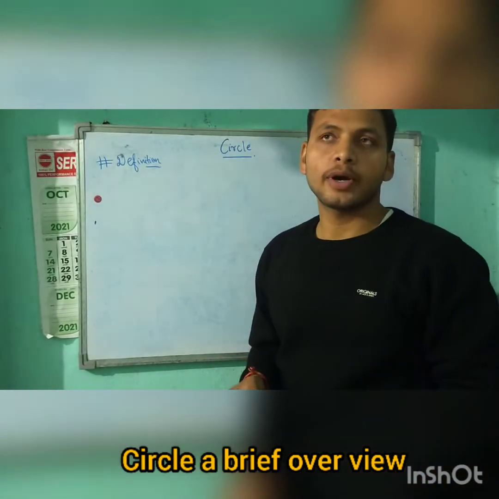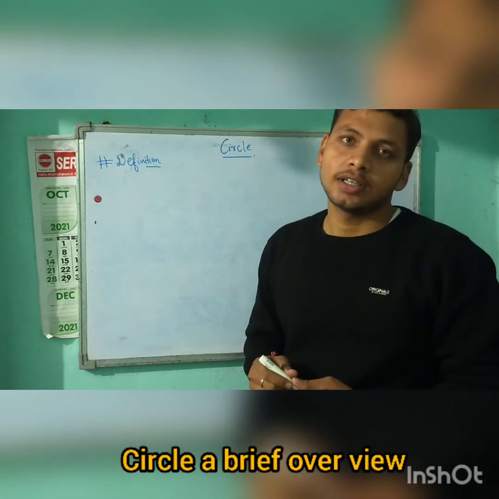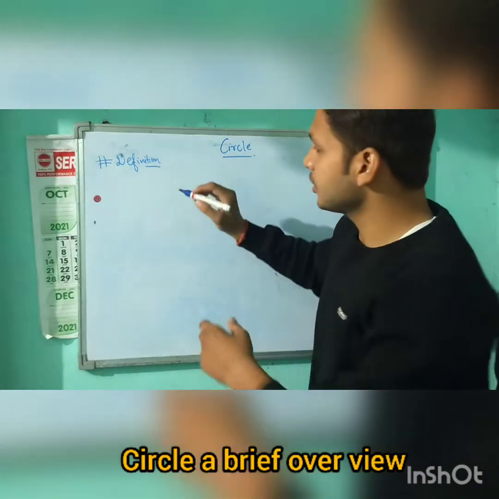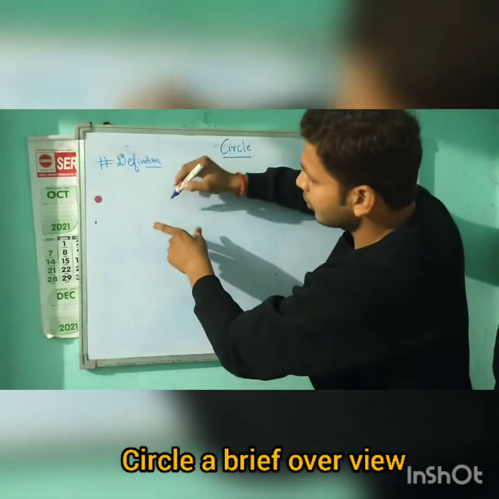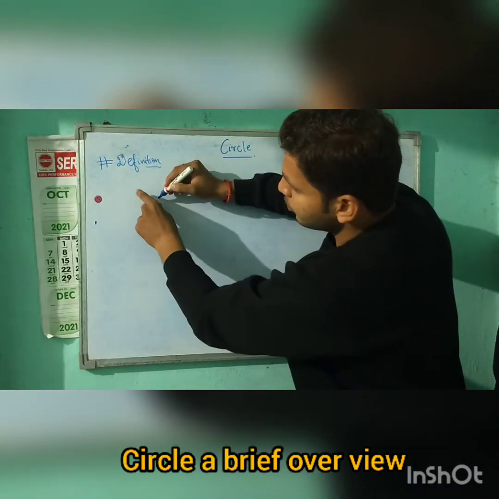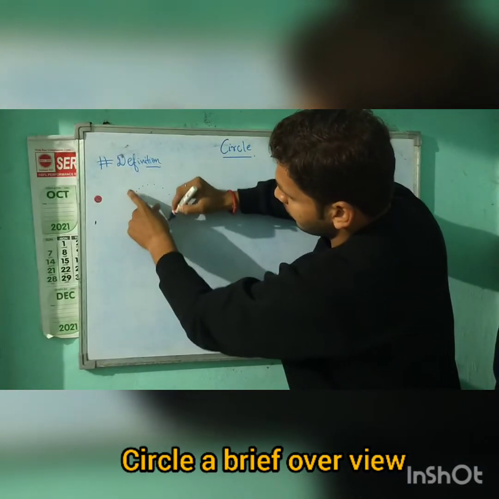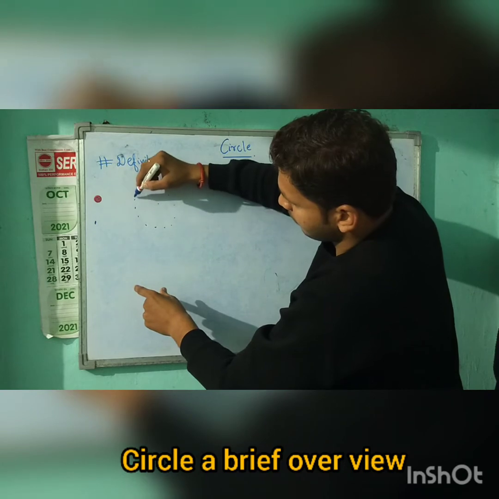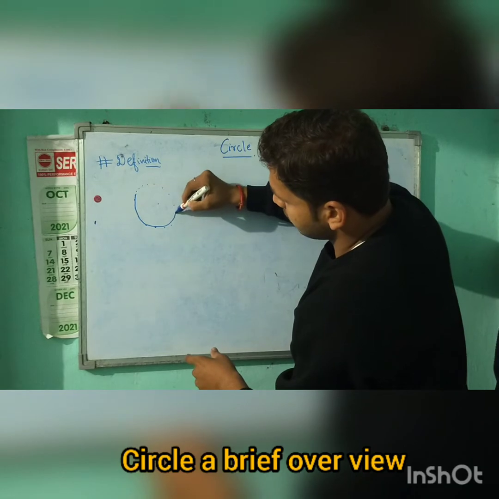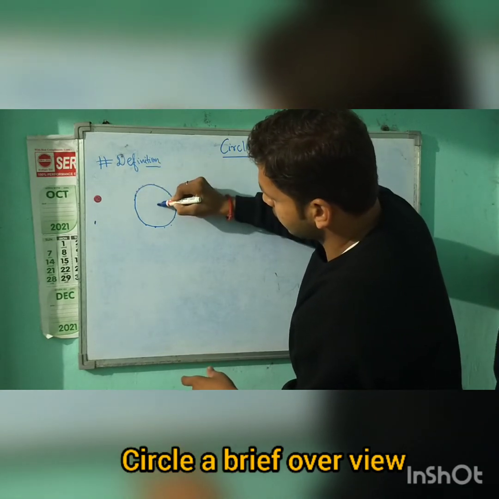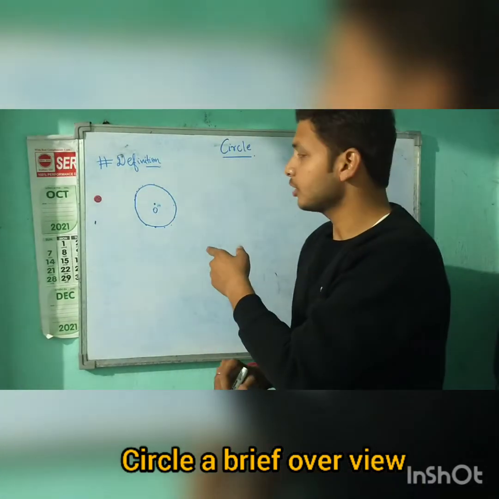The locus of all points in a plane from a fixed point is called the circle. See, what was the definition? The locus of all points in a plane, this is a plane, from a fixed point, is called a circle. This becomes a circle with center O.